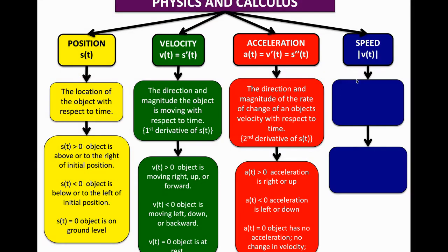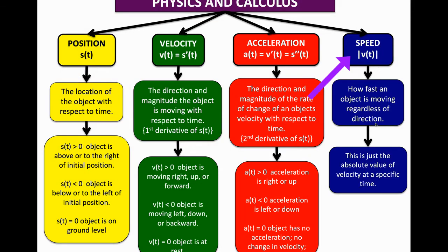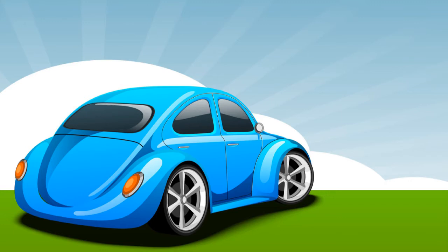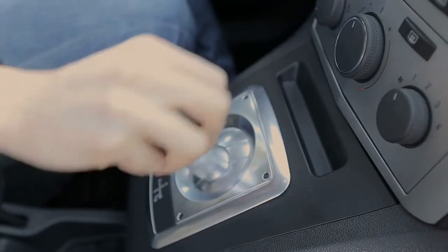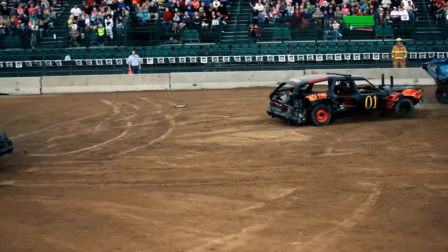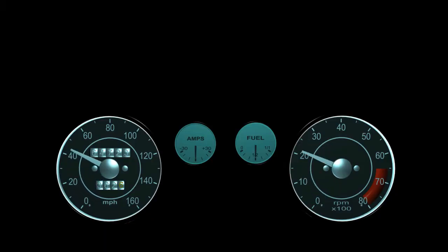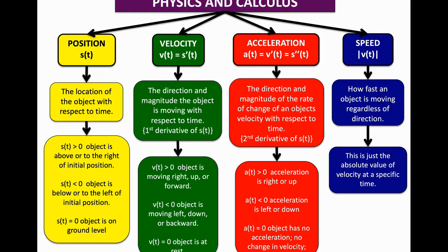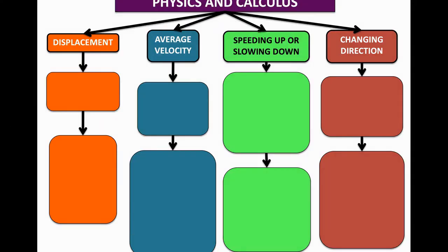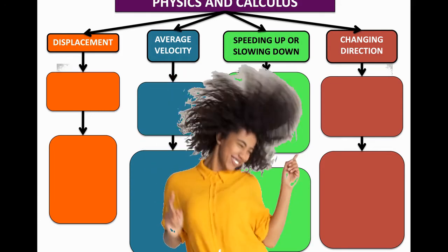Last branch, the blue one, is speed. The speed is basically how fast something is going regardless of direction. The perfect example of that is your car. Whether you put it in drive to go forward or reverse to go backwards, your speedometer behaves exactly the same way. Why? Because it's telling you how fast you're going. The direction is irrelevant.